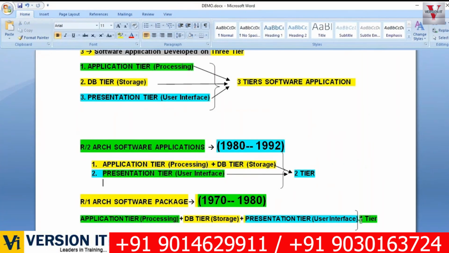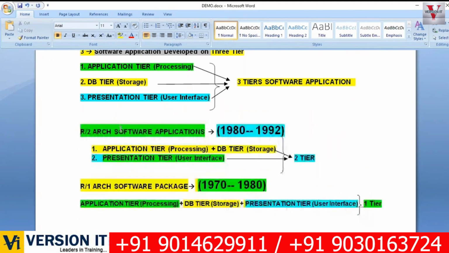So we have to understand things from R1 architecture softwares and understand the purpose of the R1 architecture softwares. Then we have to understand what the limitations of R1 architecture softwares are, then what made the world give birth to R2 architecture softwares, and what is the disadvantage which made R3 come into existence. I have to explain you all these things. So our class should start with R1 architecture software applications. Right, guys?